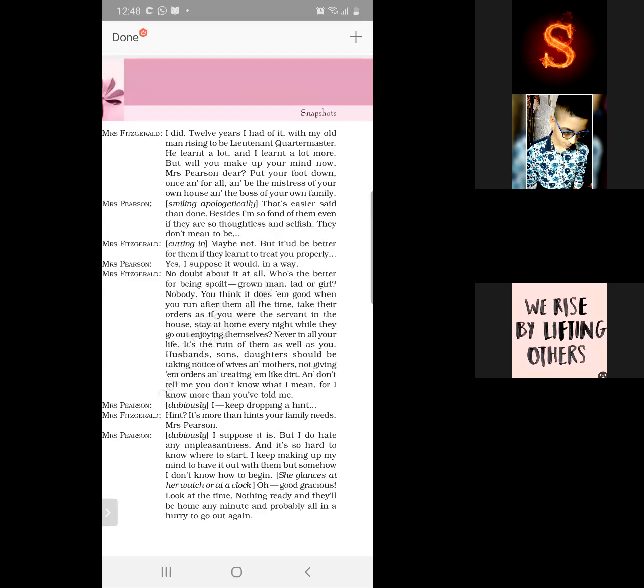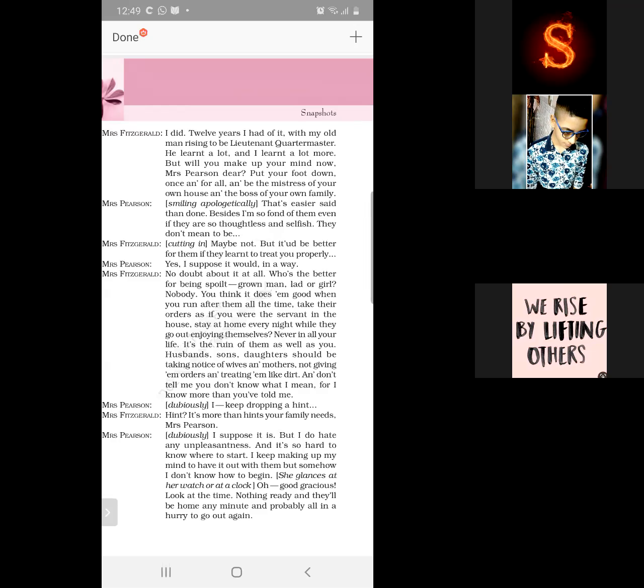So Mrs. Pearson, in an apologetic manner, smiles and says that it's quite easy to say. But the problem, she says, is that she's so fond of all of them. She loves them so much that whatever they do or say, she just ignores it, right? She doesn't reply back to them. They are thoughtless. She knows that. They are selfish. They're not concerned about her. But she says that I love them so much that there is no problem. I just leave it. I just ignore the talk and the things they are doing.